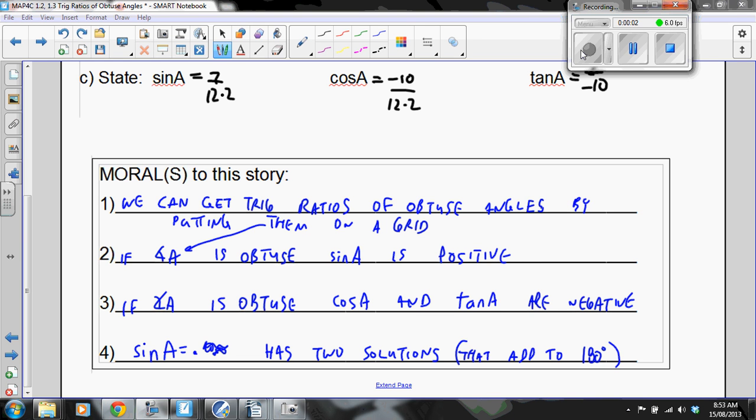All right, here we go, MAP4C, lesson 1.2 and 1.3, part 2. We just sort of finished the morals of the story as far as finding trig ratios of obtuse angles. And I think we're ready to try some examples, homework type stuff.